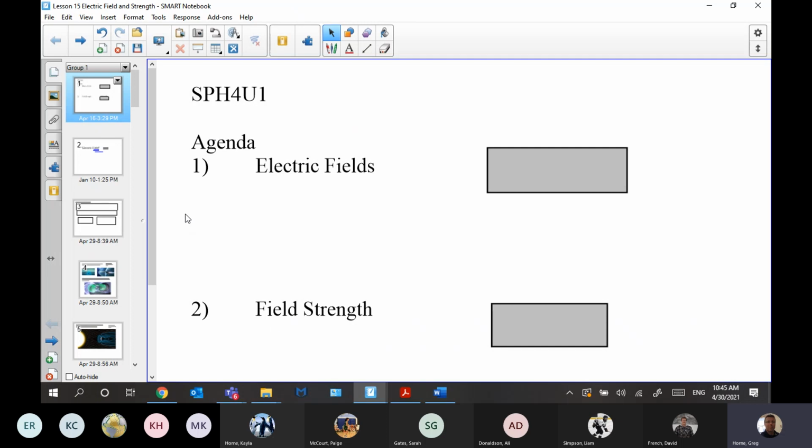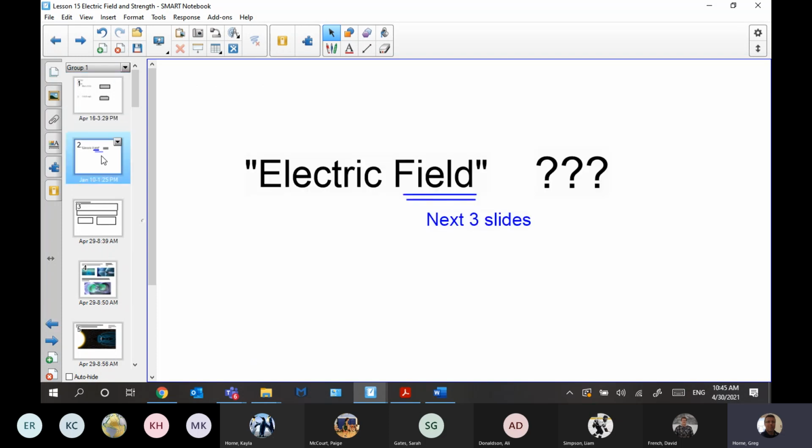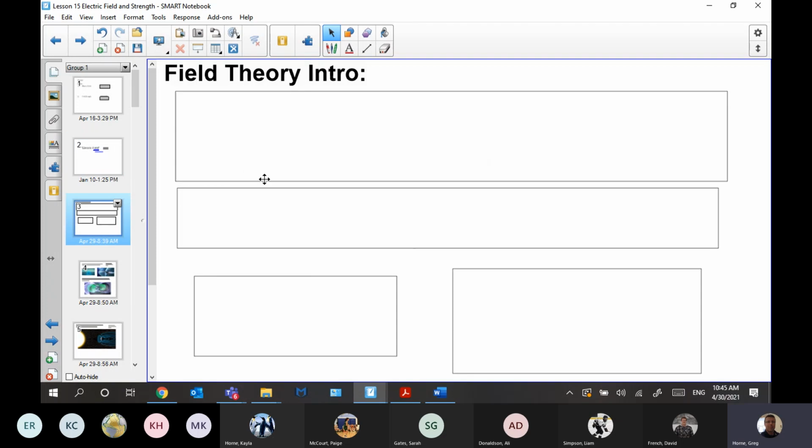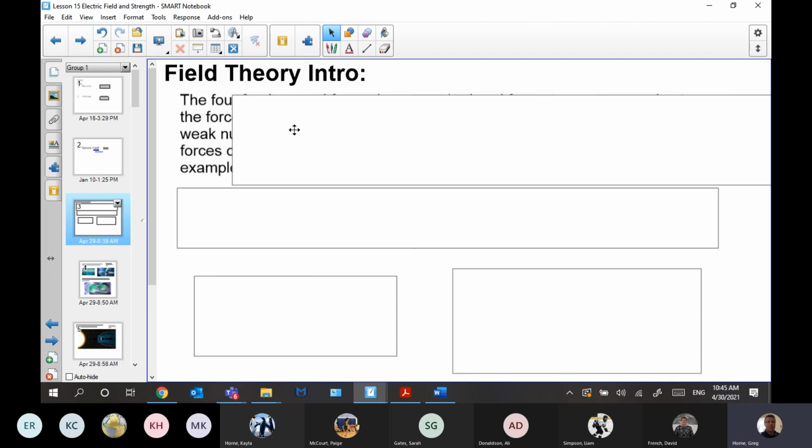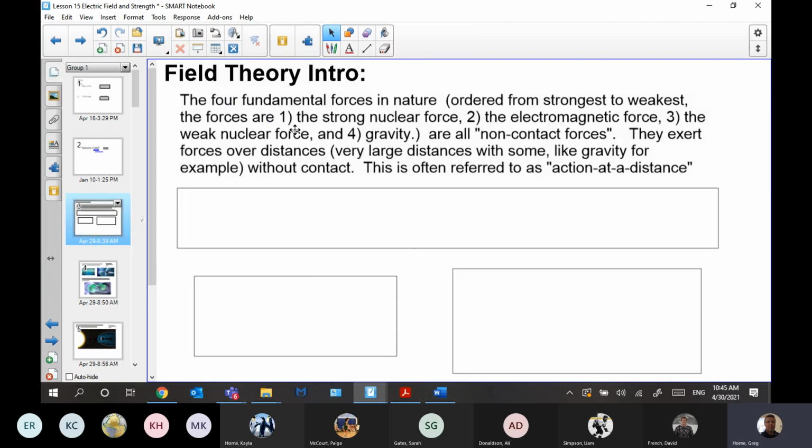So we started yesterday whole hog into talking about electric force, right? And I did that on purpose because I want you to sort of have a feel for how you calculate things and how it looks and so on. But I want to just talk a little bit more about what the heck we're talking about. Like what is this really, right? So what is an electric field?